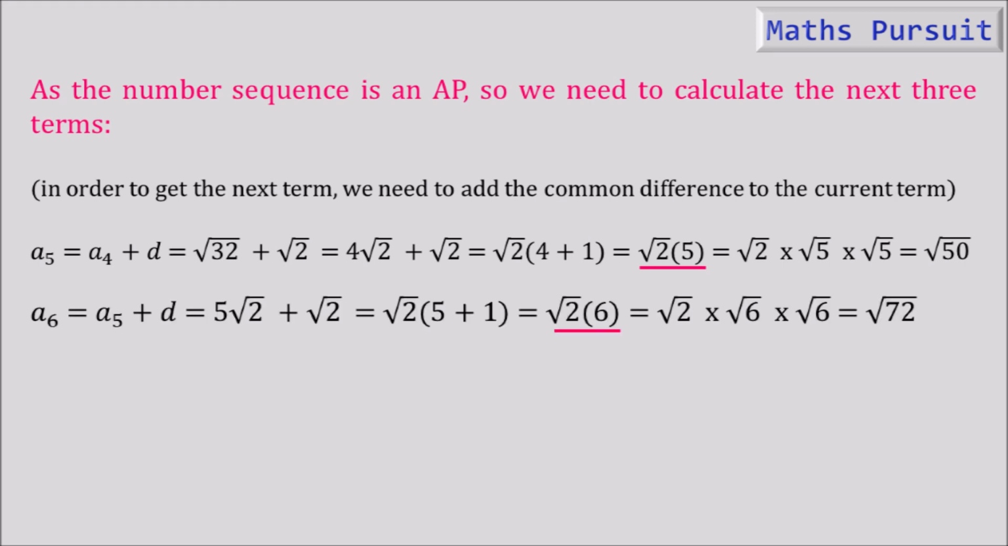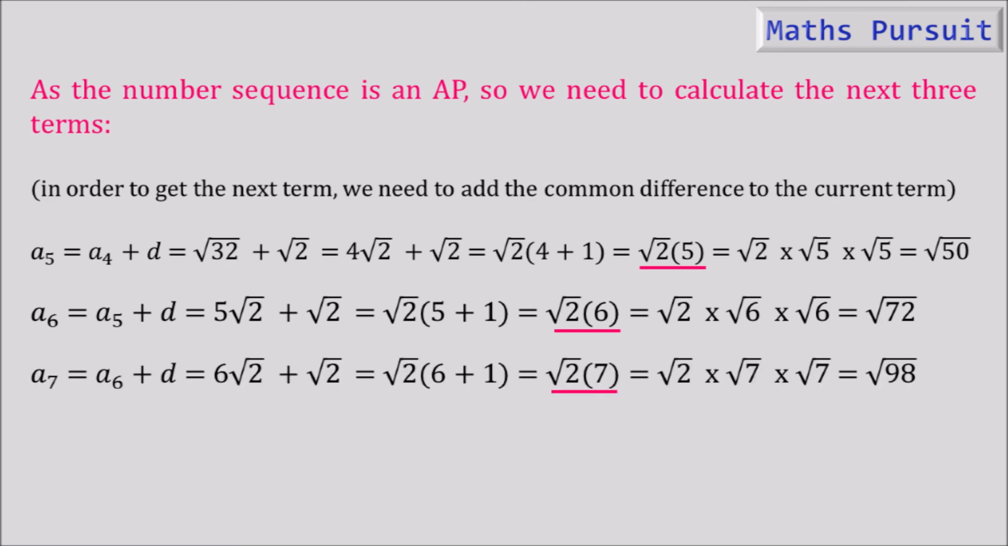Similarly, moving to A6. A6 is equal to A5 plus D. A5 is 5 root 2 and D is root 2. So now we are getting 5 root 2 plus root 2, which is nothing but 6 root 2. But to match the answer with that of our book, we are writing 6 as root 6 into root 6. So 6 root 2 is equal to root 2 into root 6 into root 6, that is equal to root 72.